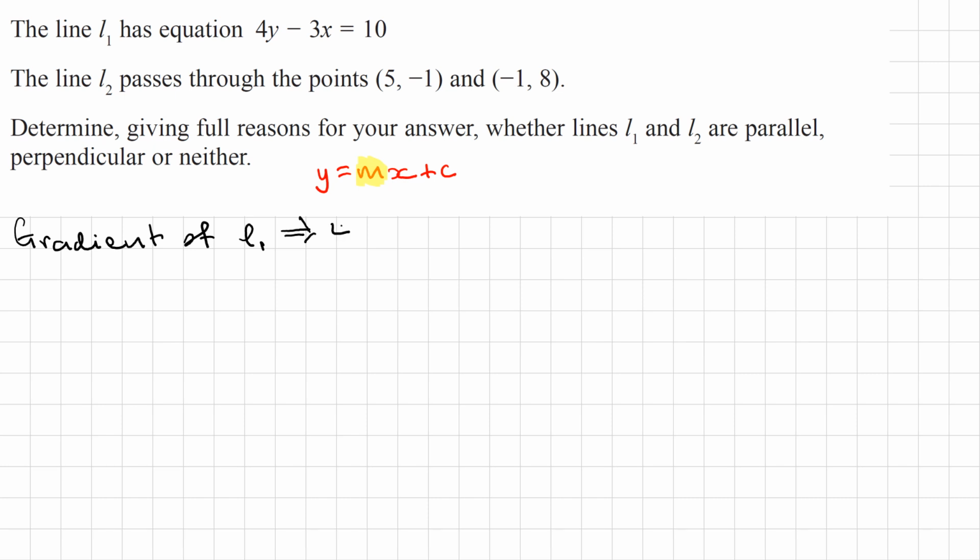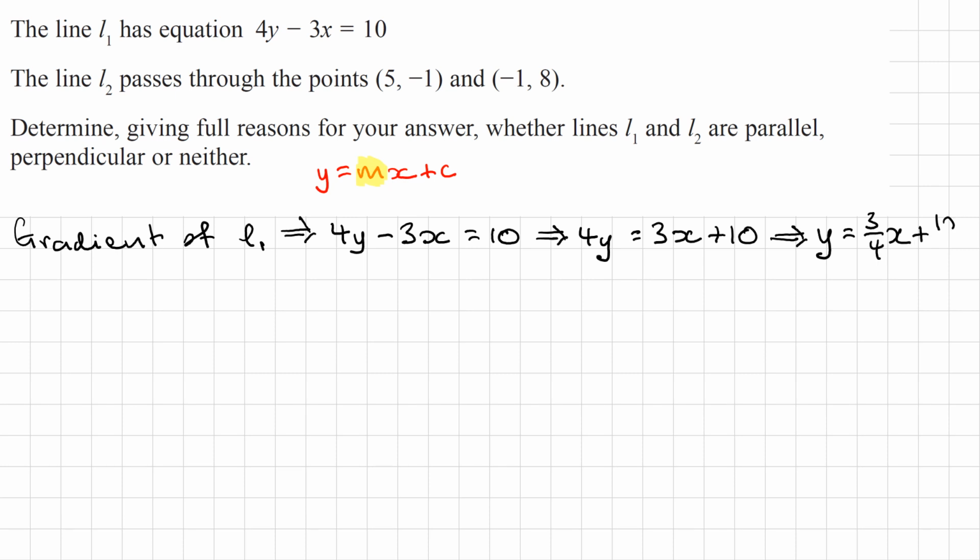So first of all, I have 4y minus 3x is equal to 10. I'm going to add 3x to both sides. So I'll have 4y is equal to 3x plus 10. And then lastly, I'm going to divide both sides by 4. So I'll have y is equal to 3 over 4 x plus 10 over 4, which you could also write as 5 over 2. Don't need to, because the bit I'm interested in is the gradient of L1. So I can write down here gradient of L1 is equal to 3/4. Okay, so we'll highlight that because we're going to need that in a moment.